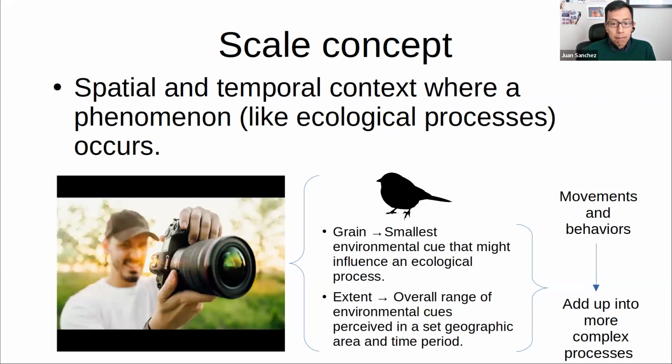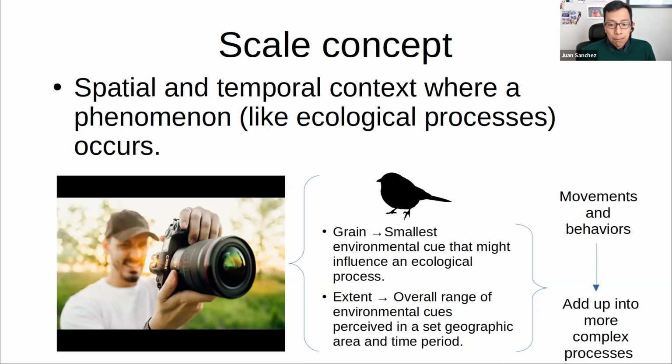The basic unit that defines, from the species perspective, the grain and the extent at which the species interacts with environmental variables is movement and behavior. A species interacts with its environment by moving in a certain time frame and along certain distances. So that is our basic determinant for a scale from a species perspective. That's what defines the grain and the extent that they can perceive.